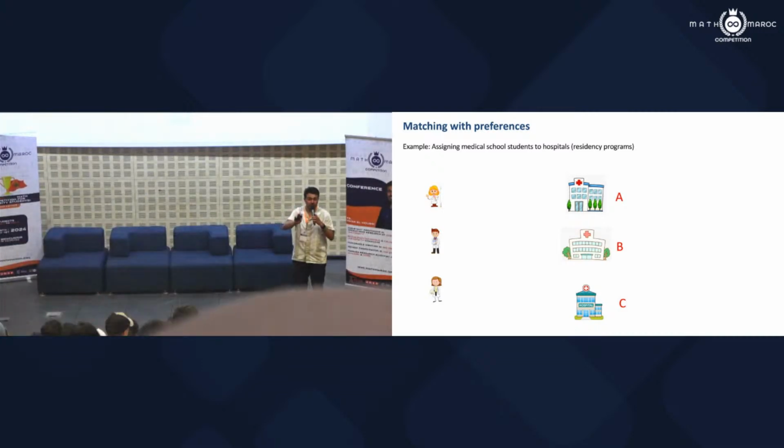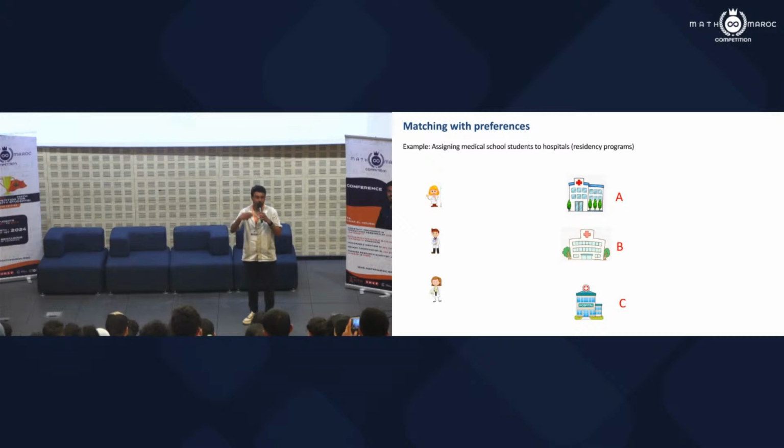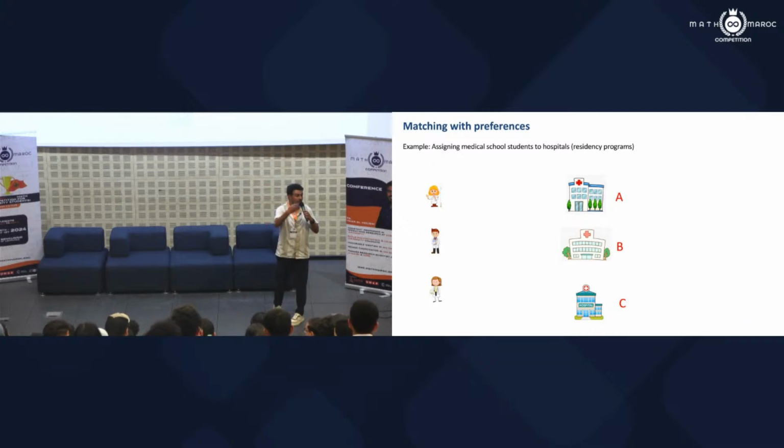The way the system works is the following. Each student has a list of preferences over the hospitals, okay? And then hospitals as well have a preference list over the students. So for instance, when we say hospitals, they want to take residents, so residents, okay? The students take the exam, and they might be admitted, and then they put in their preferences.